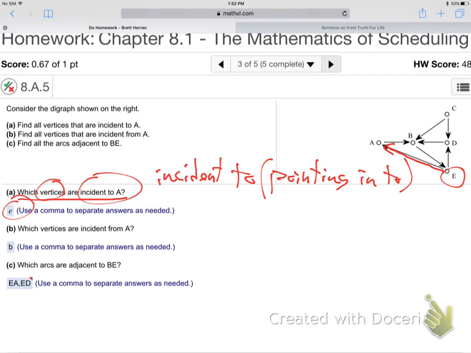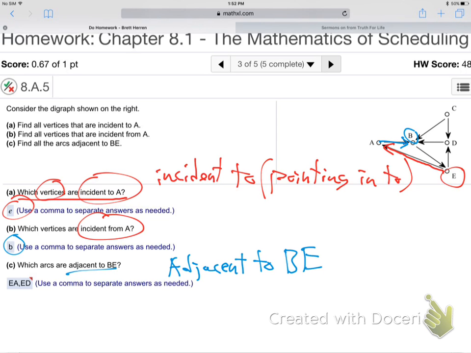Which vertices are incident from A? So which ones does A point at? Yeah, well, A points at B. Oh, right there. A points at B. And then which arcs are adjacent? What does adjacent mean? I guess next to? I always forget. Honestly, I'm not going to quiz you on these names. I think they're kind of dumb.